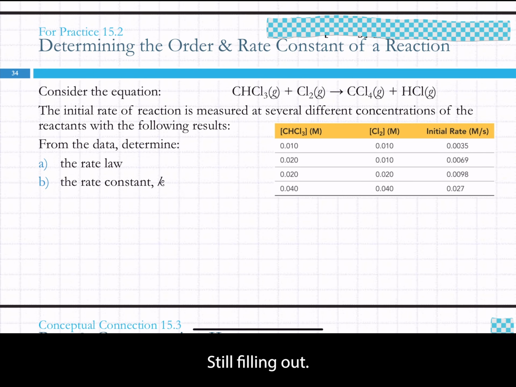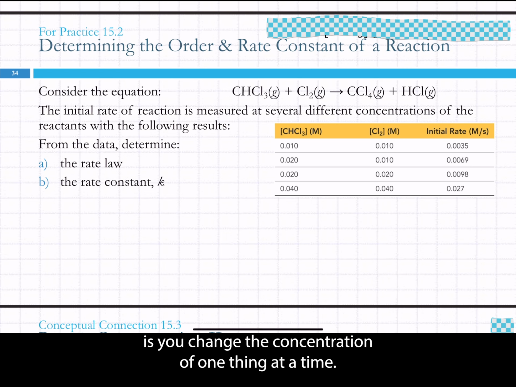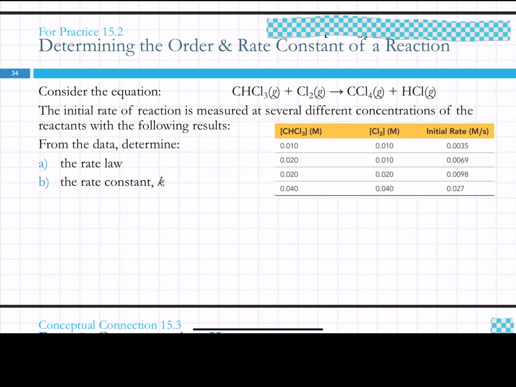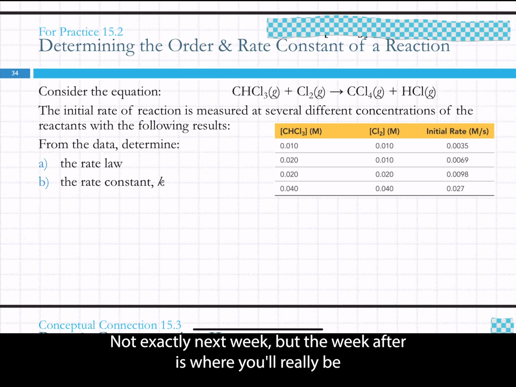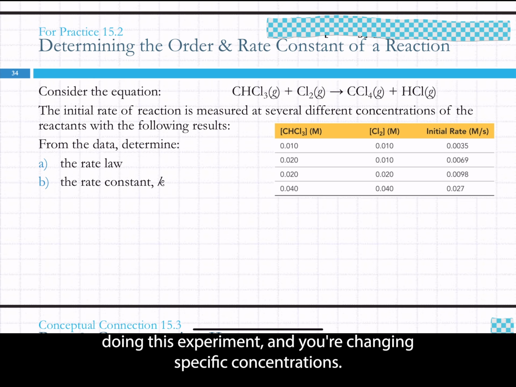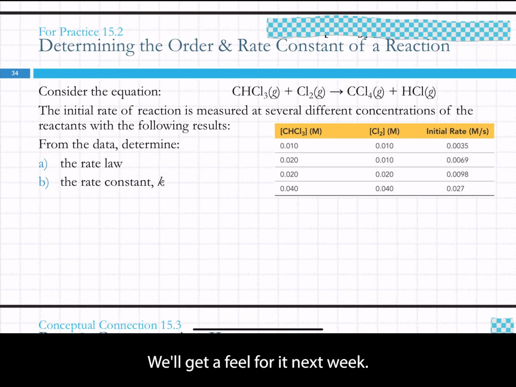Okay, so if we have a reaction like this one, we want to determine the rate order with respect to each of our reactants, and then also determine the overall rate order. The way you do this experiment is you change the concentration of one thing at a time. So my experiment would be, and actually you'll be doing this experiment not exactly next week, but the week after is where you'll really be doing this experiment and you're changing specific concentrations. We'll get a feel for it next week.